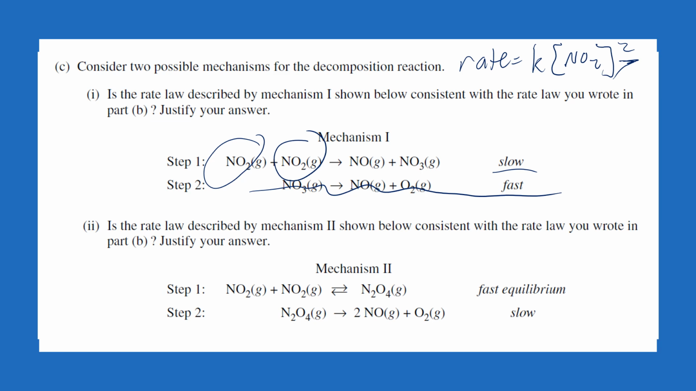Same question. Is it consistent with the rate law that we wrote? So this one, the slow step is the 2nd step, so I need to add these together. But when I add them, the N2O4 is an intermediate. And so you still have 2 NO2s on the reactant side. Product side doesn't matter for rate laws. So yes, it is consistent. It's also consistent because there's 2 NO2s when you add the slow plus anything before the slow.